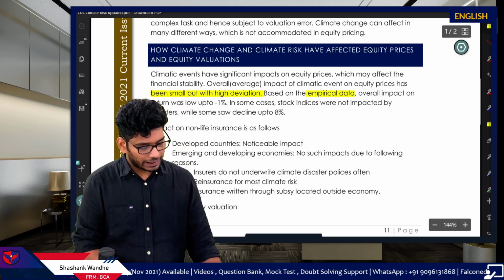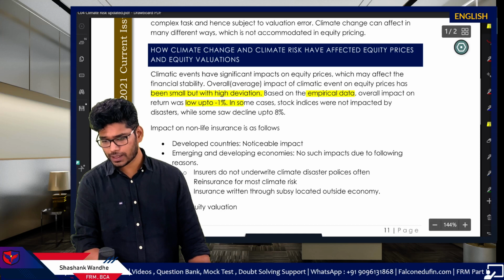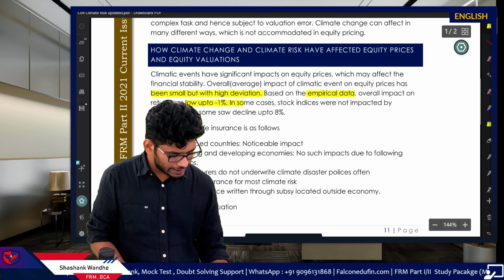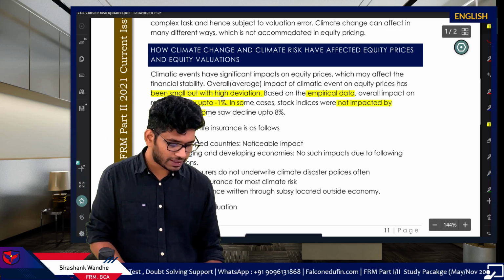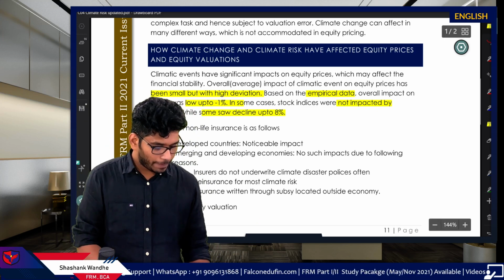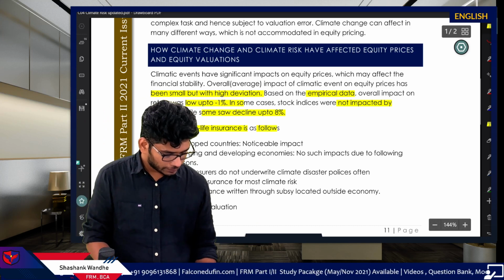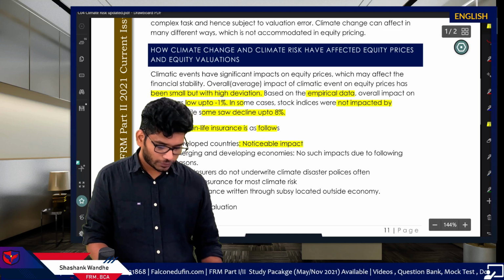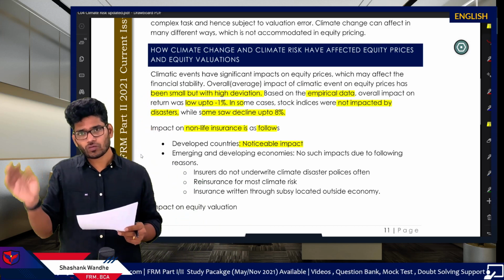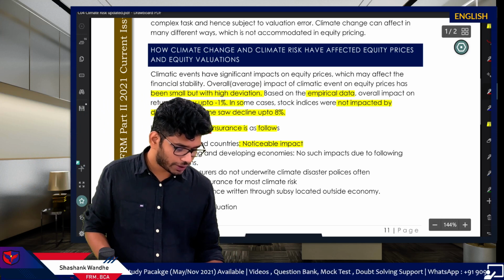Based on the empirical data, the overall impact on return was low, up to minus 1%. In some cases, stock indices were not impacted by disaster, while in some cases, they saw a decline of up to 8%. The impact on non-life insurance is as follows. Non-life insurance, as in the insurance for all these natural disaster events.